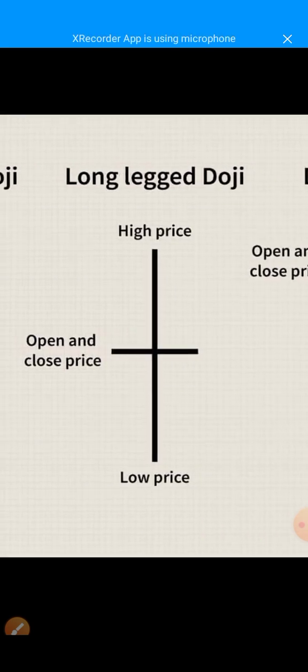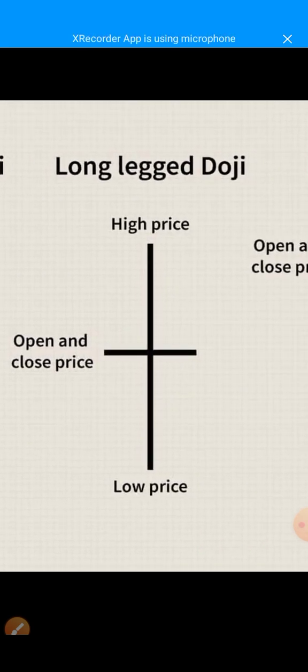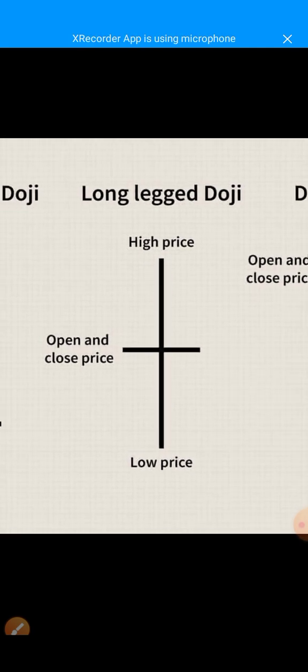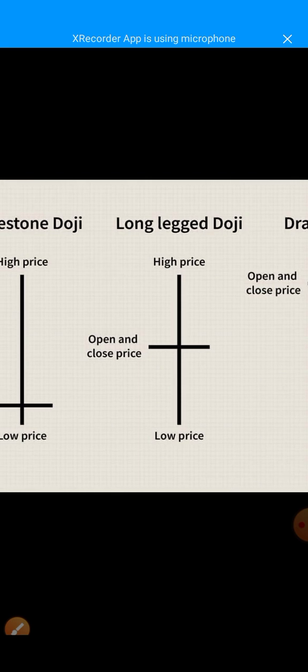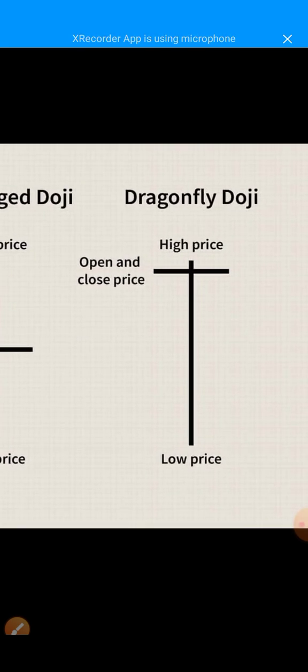So we also talked about this long-legged doji, whereby the buyers came in and pushed the price up. The sellers came in and pushed to a lower price. Then the buyers came in and pushed it to the middle. The time got done for the candle, so it ended in the middle. That is indecision in the market. That is why we call it indecision or long-legged doji. So number 3 is dragonfly.